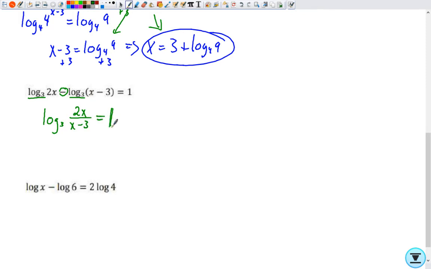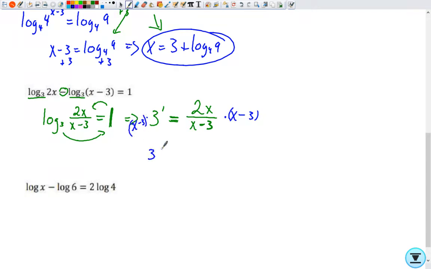Okay. Now I have one log equaling a number, which means that I can use the exponential form. I can change this, so it's going to be 3 to the first power equals that. So that gives me 3 to the first power equals 2x over x minus 3. And now I'm back into an Algebra 1 position where I'm just basically solving for x. There are a couple of different ways of doing this. Easiest is multiplying by x minus 3 on both sides.